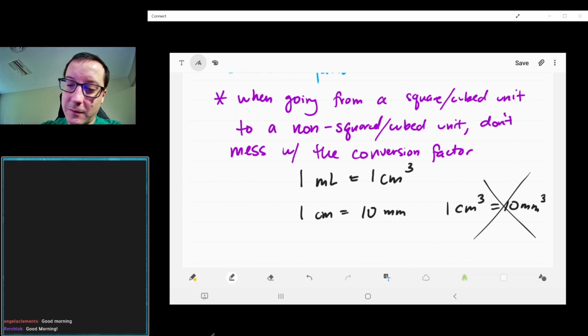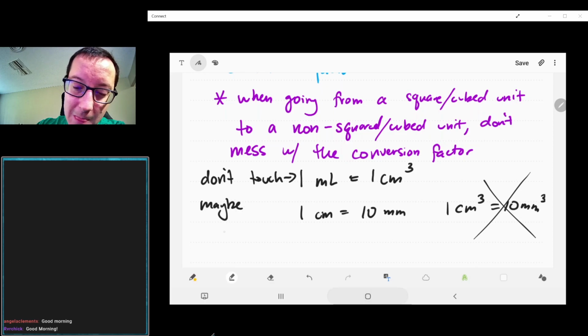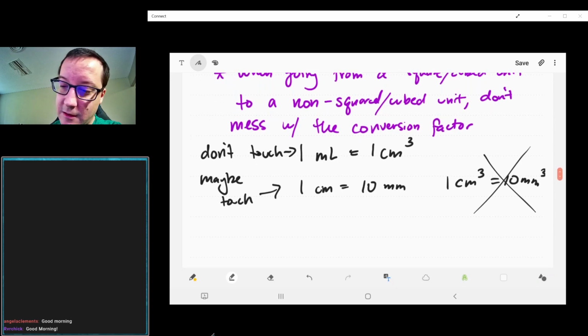So if we were dealing with cubic centimeters in either case here, we would say we don't touch that one because it already has the cubic unit in it. And then depending on what you're doing, you may need to mess with the second one if you're dealing with squared or cubic units. So just pay attention. That's the idea here. Let's go ahead and do this in context.